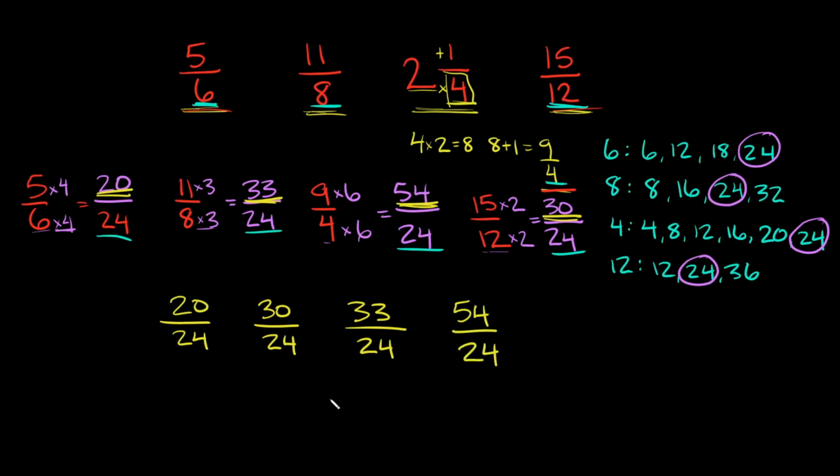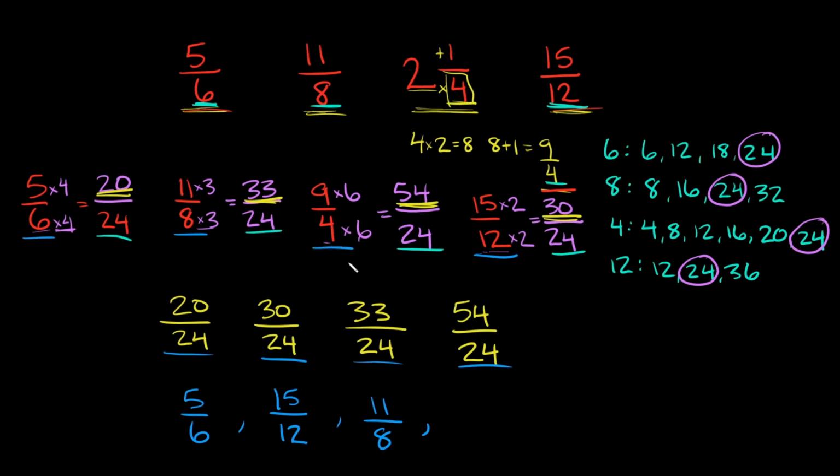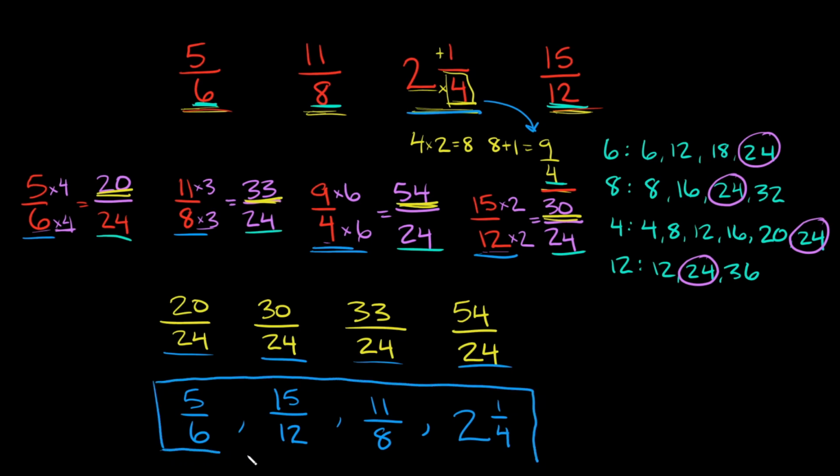So the last step is just going to be writing them as their original fractions. 20 over 24 was originally 5/6, right? So we're going to put 5/6 right there. And then 30 over 24 was originally 15 over 12. And then 33 over 24 was originally 11 over 8. And lastly, 54 over 24 was originally 9 over 4. But remember, 9 over 4 was originally 2 1/4, right? But we just changed it to 9 over 4. So this one's actually 2 1/4. Okay, so that would be your answer right there, listed from least to greatest.